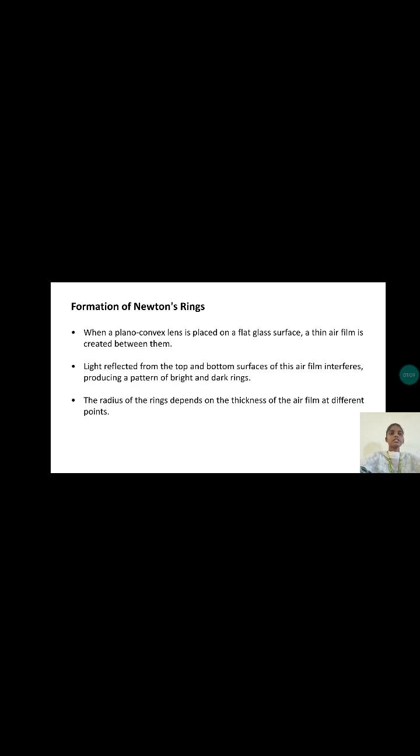Formation of Newton's rings. When a plano-convex lens is placed on a flat glass surface, a thin air film is created between them. Light reflected from the top and bottom surfaces of this air film interferes, producing a pattern of bright and dark rings. The radius of the rings depends on the thickness of the air film at different points.